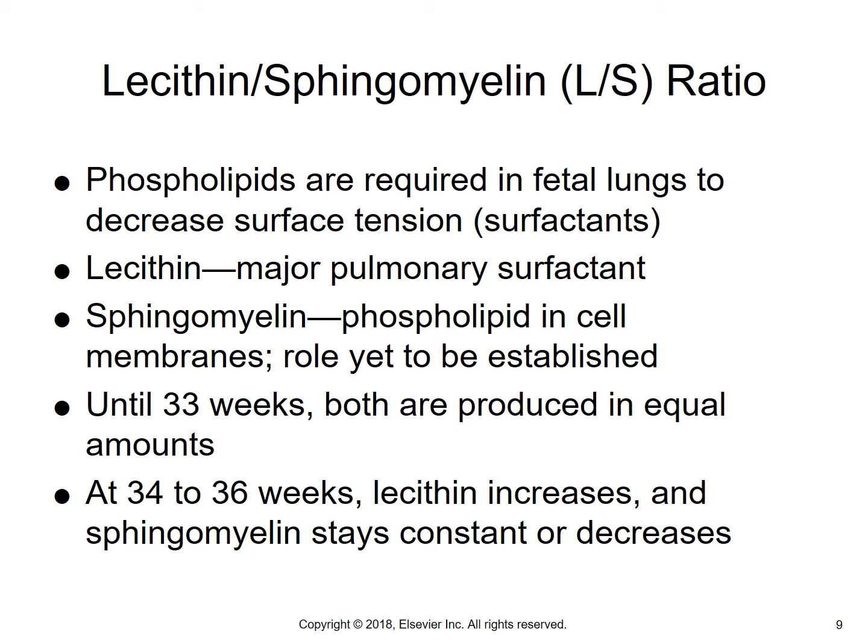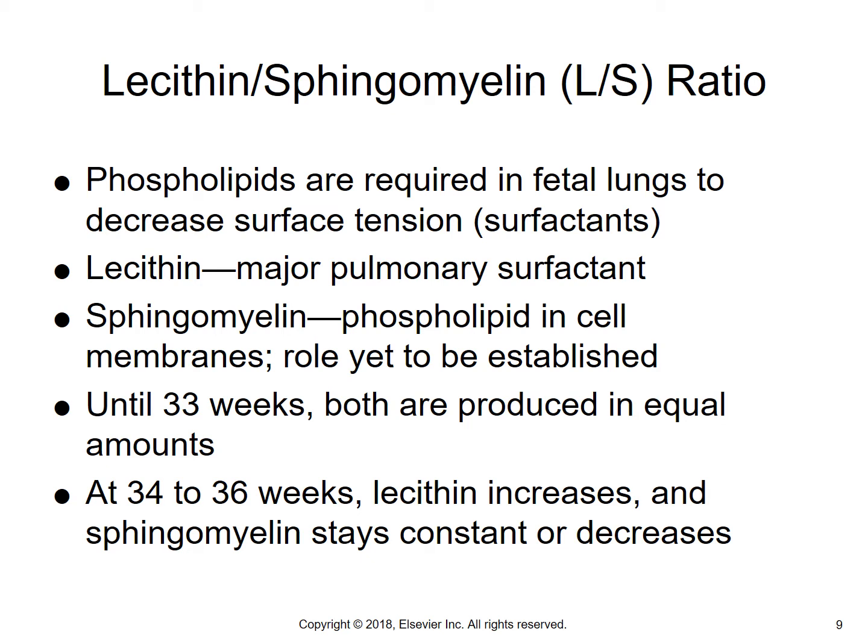Now, in the fetal lungs, phospholipids are required to decrease the surface tension within the alveoli, preventing their collapse, as well as enabling gas exchange. Lecithin is a major pulmonary surfactant that performs this function. And sphingomyelin is a phospholipid found in numerous cell membranes. It's also present, but its functional role is not yet established.